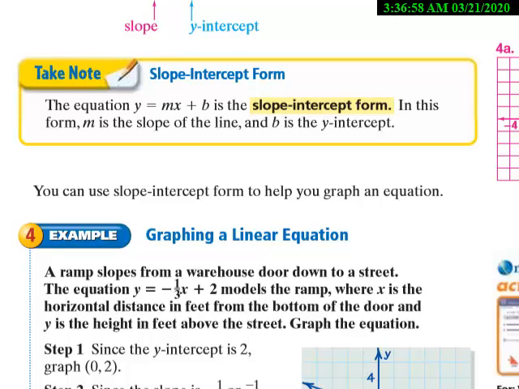Y and x are variables, and y specifically is the dependent variable, and x is the independent variable. M stands for the slope of the line, and b stands for the y-intercept part. So the standard mathematical formula for the slope-intercept form is y equals mx plus b, y and x are variables, m stands for the slope of the line, b stands for the y-intercept.